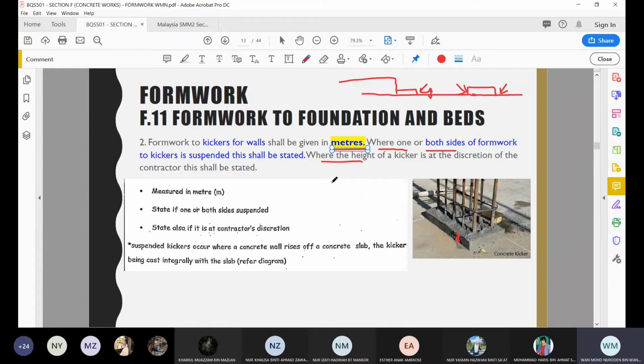Let's say the height of the kickers we leave to the contractor to decide. So it should be stated in the description. Where the height of the kicker is at the discretion, discretion is budi bicara of the contractor, this shall be stated. Unit is meter. State if one or both sides suspended, and state also if it is at the contractor's discretion. Suspended kickers occur where a concrete wall rises off a concrete slab, the kicker being cast integrally with the slab.